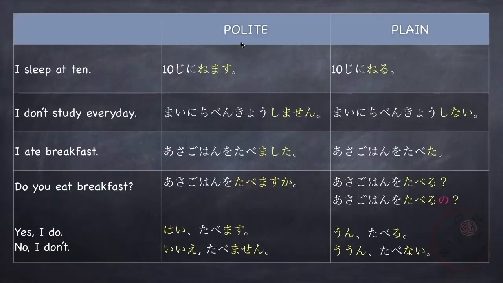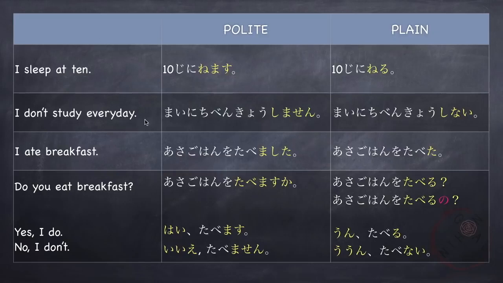So here, I will discuss the polite style and the plain style of all the grammar patterns that we've learned so far. For example, I sleep at 10. So this is a positive present tense. Watashi wa 10時に寝ます. In plain form, 私は10時に寝る. So we use the dictionary form of the verb. So from masu form, we change it to dictionary form.